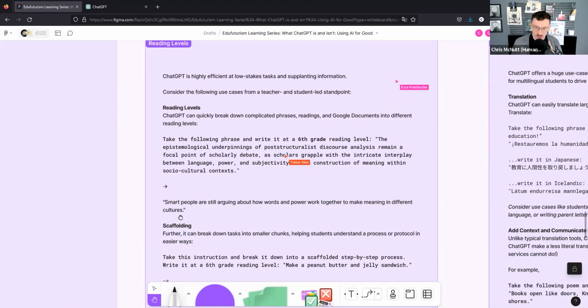Something that I always struggled with is I would come across texts, especially in a history class, that were really good stuff, but it was way too hard for the kids to read. It was difficult for me to read.